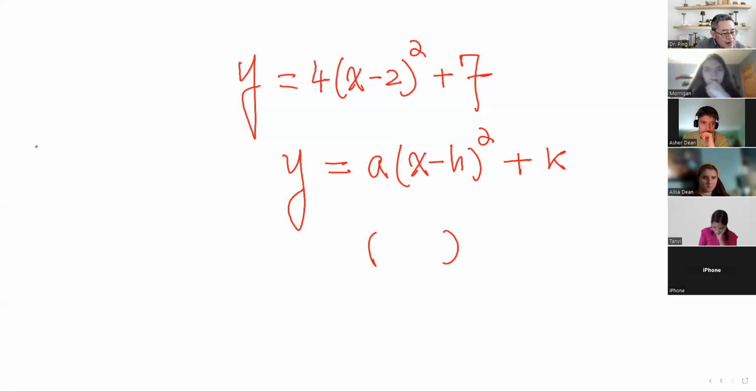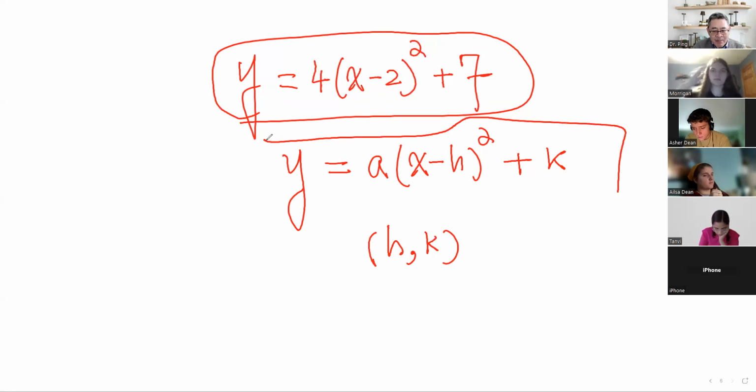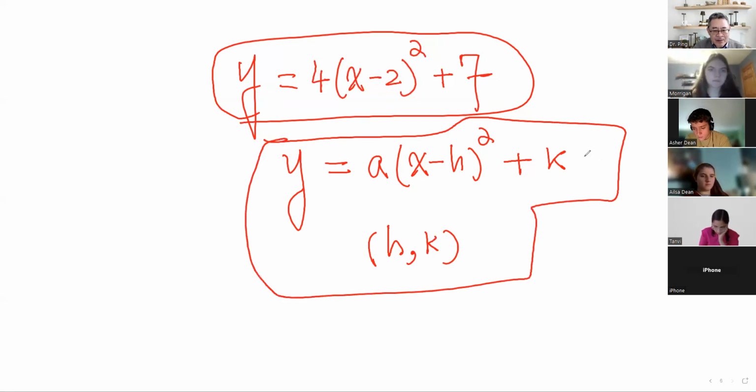So yeah, we have to calculate this to find the vertex. Well, we don't have to calculate because it's given. We know the x and the y, right there. So this basically gives us the template, and you can just follow this template.